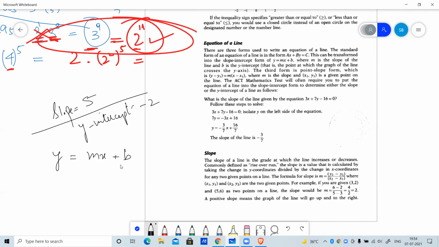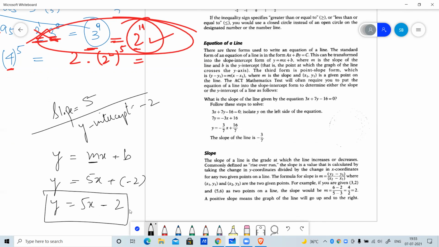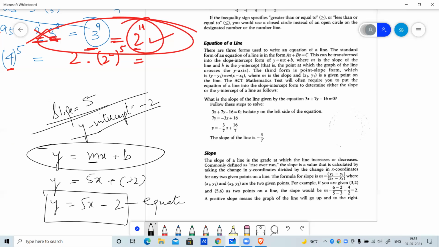This is the general form of the equation, and then you can plug in the value of m, where m is the slope, as 5 times x, plus b, where b is the y-intercept, that's -2. So y equals 5x plus -2. So y equals 5x minus 2. This is the equation of a line having slope 5 and y-intercept -2, where m is the slope and b is the y-intercept.